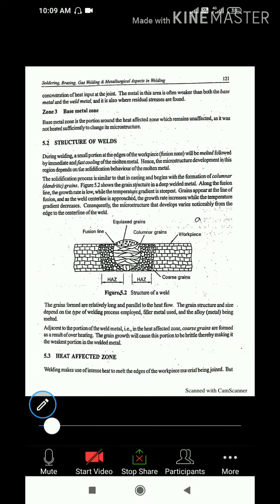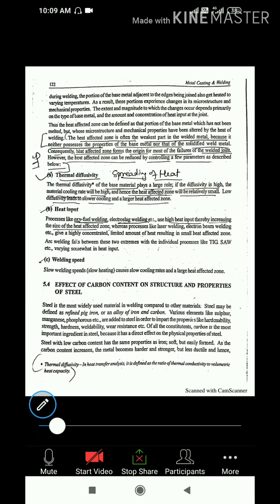The structure of the welds has also been discussed. Heat affected zones and their parameters have also been discussed. The thermal diffusivity, the heat input and the welding speed were also discussed in the last class. Now today we will start with the effects of carbon content on the structure and the properties of steels.